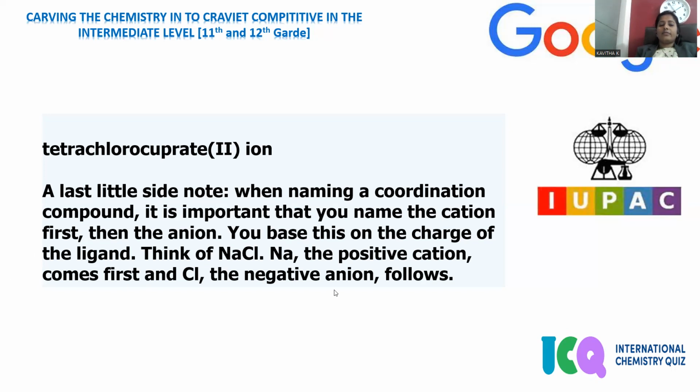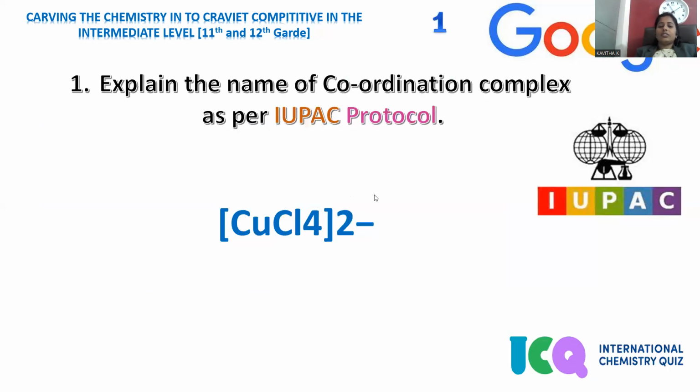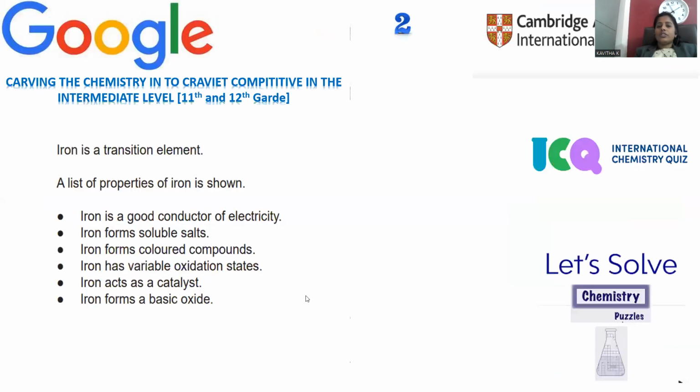Here we always have to understand that the cation name should be mentioned first, later on the anion name. If you are taking sodium chloride, sodium is the cation, chlorine is the anion. Always the cation name should be pronounced first, later on the anion name will be given. So this is the way the name of the complex is provided as per the IUPAC protocol. Move on to question number 2.